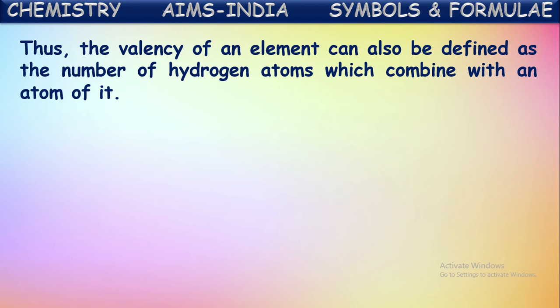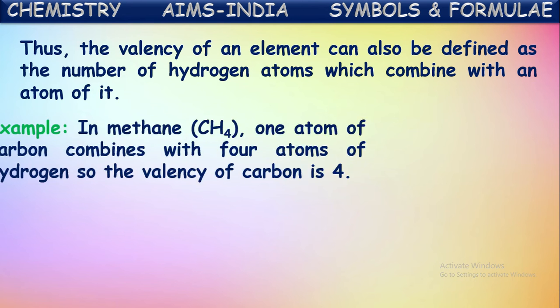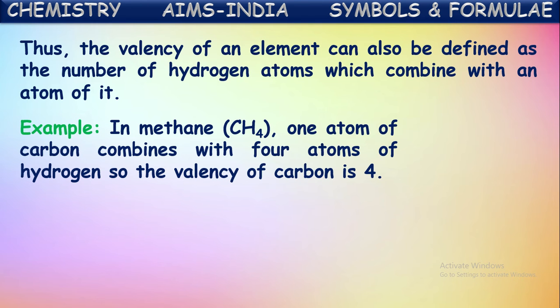Thus the valency of an element can also be defined as the number of hydrogen atoms which combine with an atom of it. If you say the valency in terms of hydrogen, the number of hydrogen atoms which combine with an atom of it is taken as its valency. Let us see an example so that we can understand.